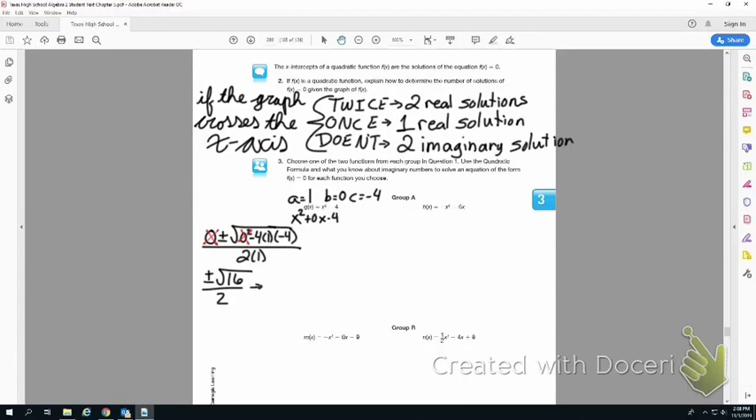What is the square root of 16? 4. Then I break that up into 4 over 2, which is 2, and -4 over 2, which is -2.